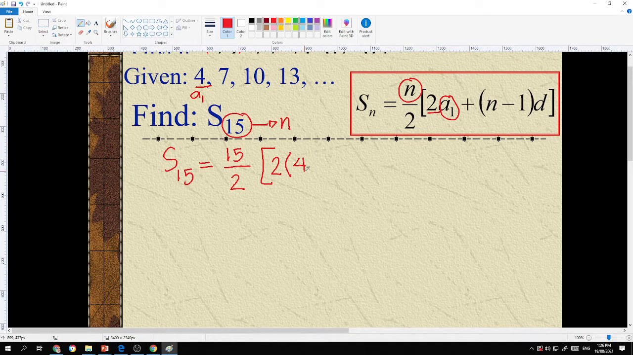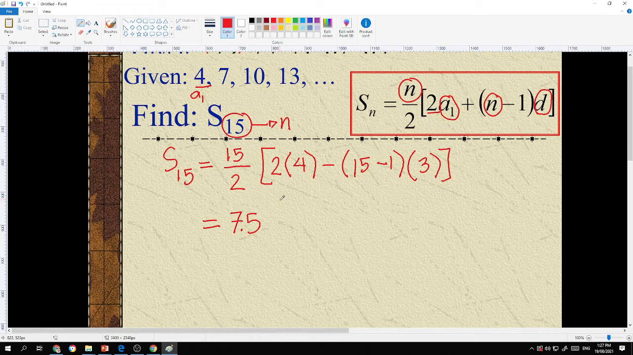4. Minus, what is n? 15. So, parenthesis, 15 minus 1. What is the common difference? Okay. Plus 3 man na, so positive 3. Okay. We will have, pwede rin ni ma-divide. Pila man ang 15 divided by 2? 7.5. Ayaw pag-round off ha. Kung 7.5, write it down.